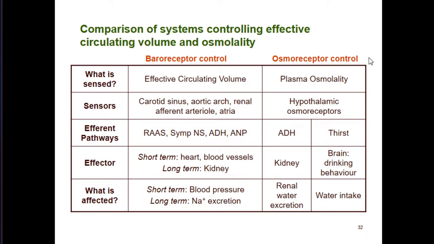Osmoreceptor control, that's what we have just discussed. It depends on plasma osmolarity, and you will have hypothalamic osmoreceptors. And here you have at least two effectors, ADH and thirst. ADH, as you remember, acts through the kidney and it affects the water excretion. And thirst will change your drinking behavior and it will increase water intake.